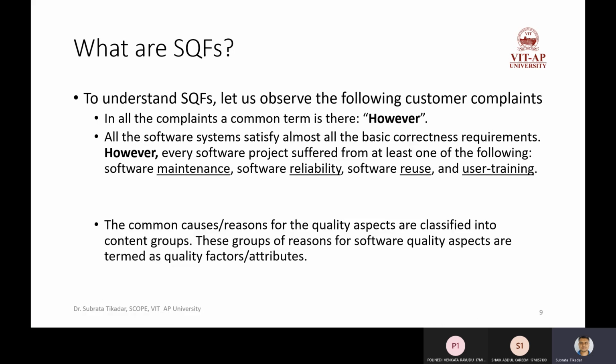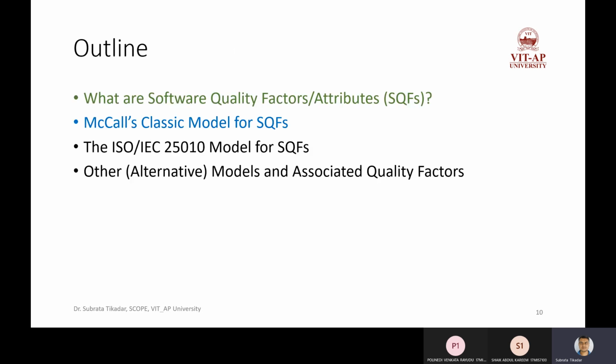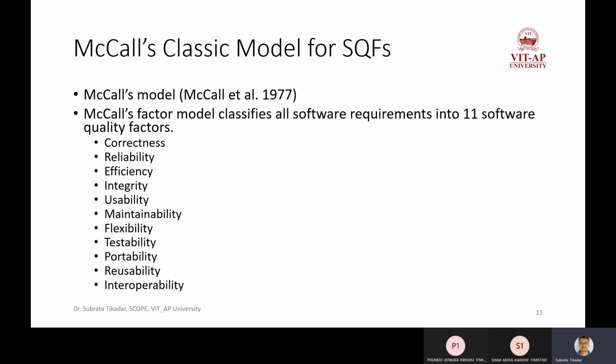So the common causes, reasons for these quality aspects are classified into groups. Whatever the reasons are, they are classified into some specific groups. These groups of reasons of software quality aspects are termed as quality factors or attributes. So let us now see one by one what different models exist for these quality factors.